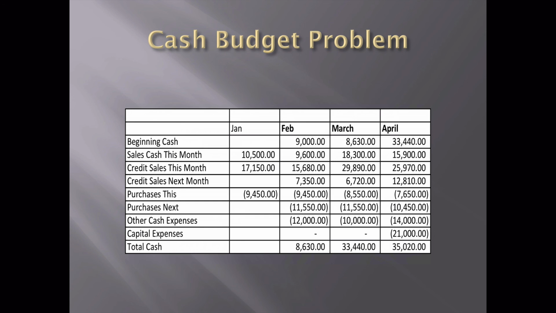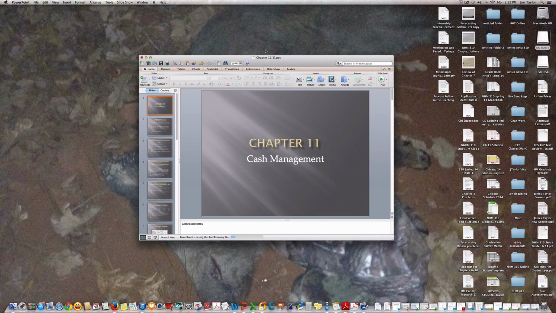And I just did the math again, and when you calculate a sum of all those numbers in March, you get $33,440. And that becomes our April beginning cash, and we do it again, and at the end of April we have $35,020 of cash to plan with. Okay.